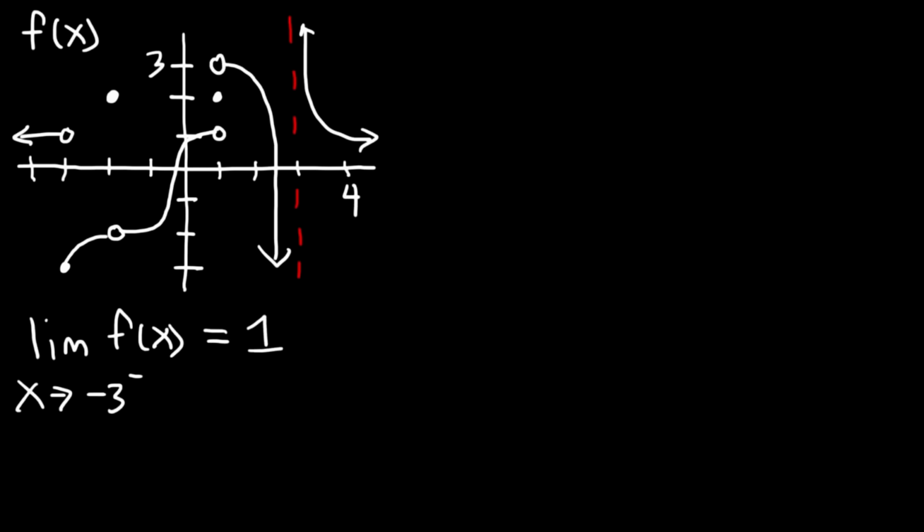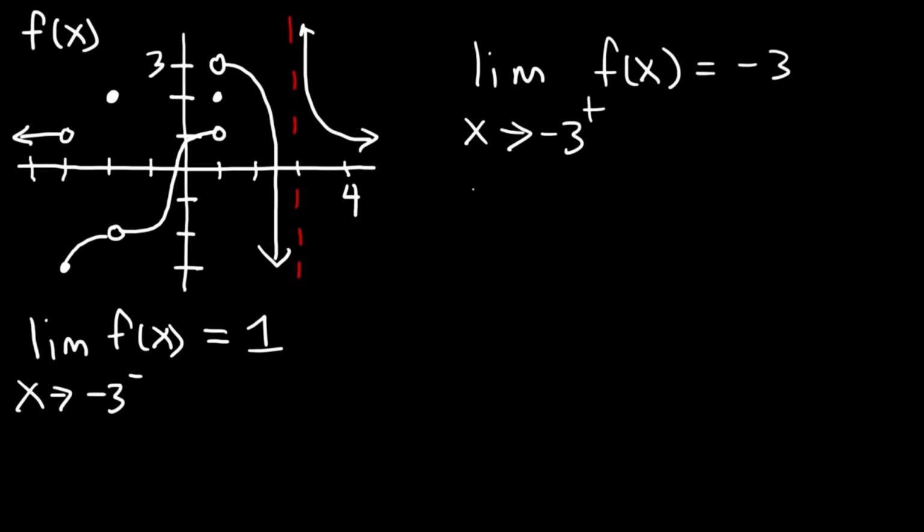Now what about from the right side? So you want to approach the vertical line at negative 3 from the right. So we got to follow this curve. Notice that the y value here is negative 3. So therefore, the limit as x approaches negative 3 from the right side, that's negative 3. Now what about the limit as x approaches negative 3 from either side?